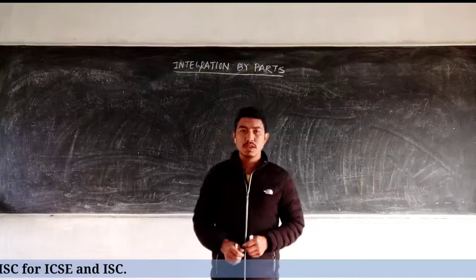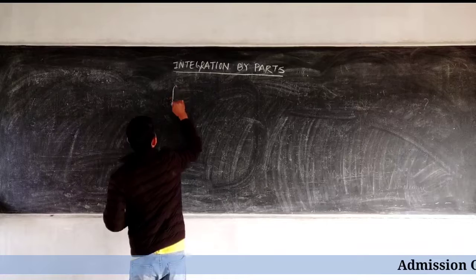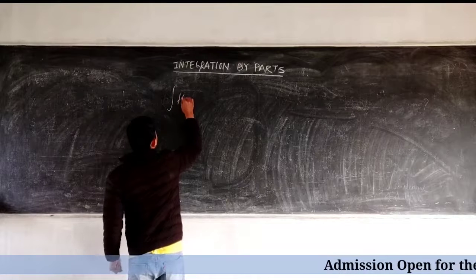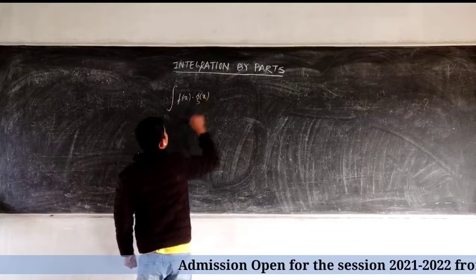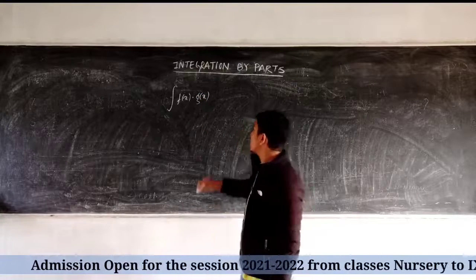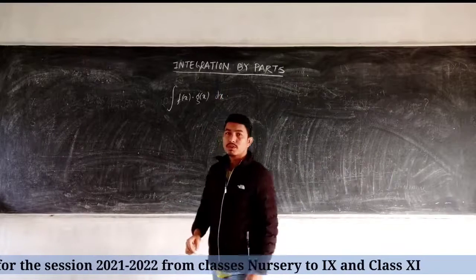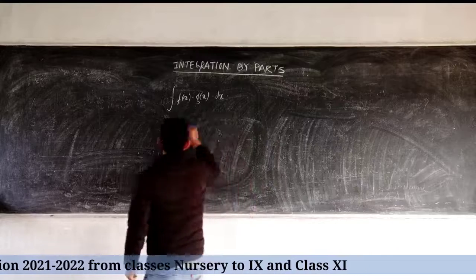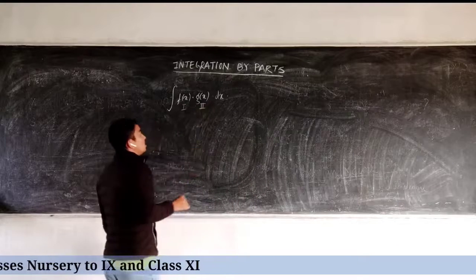What this means is, suppose we have two functions which are both functions of x, like f of x and g of x. Getting the integral of the product of the two functions is known as integration by parts. In this, we take one of the functions as the first and the other as the second.